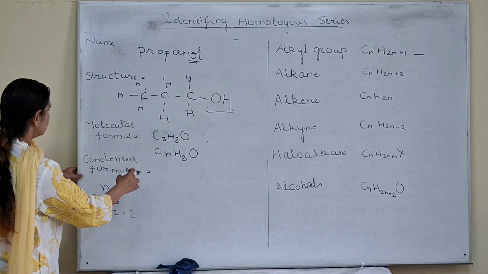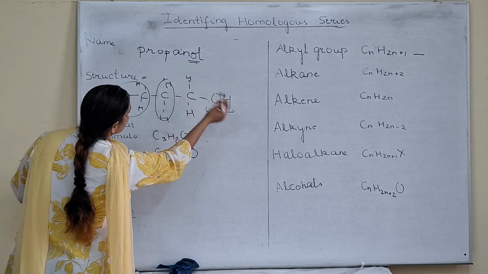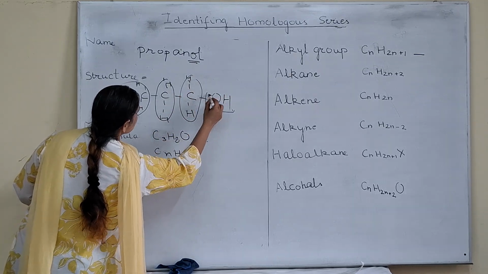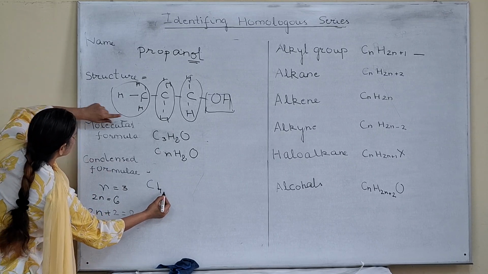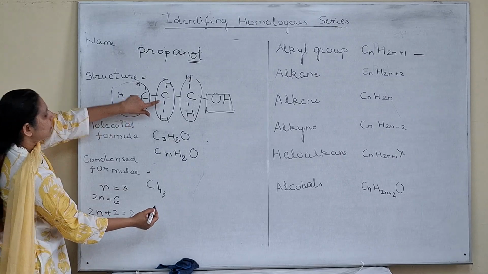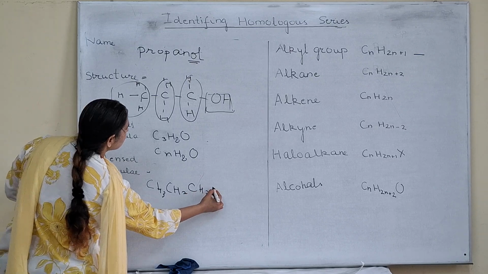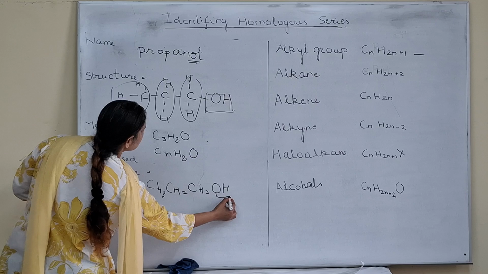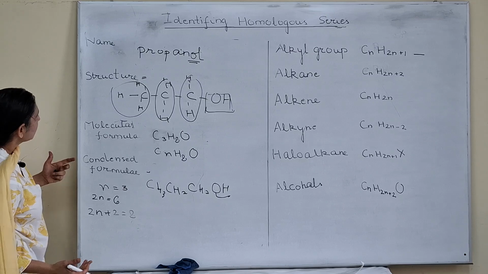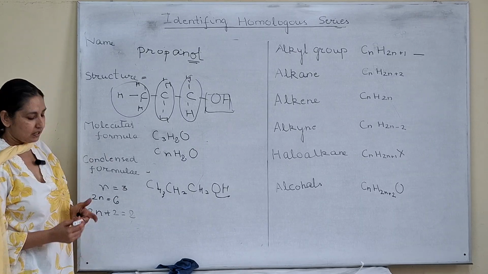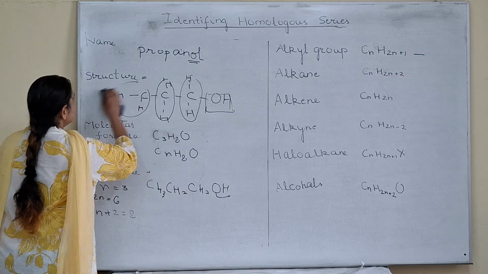Now we can do the condensed formula. This is one part, this is one part, this is one part, and this is the fourth part. So the formula becomes CH3, then CH2, then another CH2, and then you have the alcohol group. This together helps us know that it is an alcohol. So that's how you will identify an alcohol. Okay, now let's take the last example.